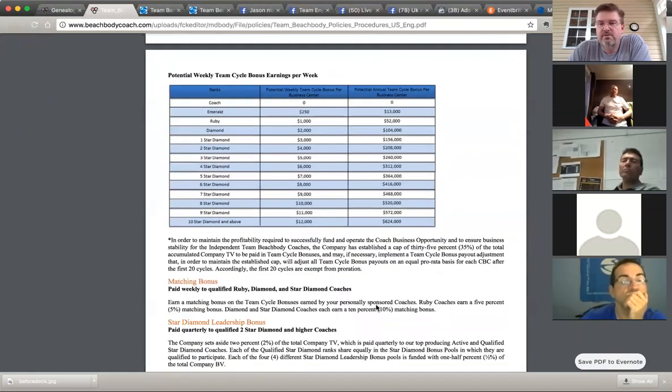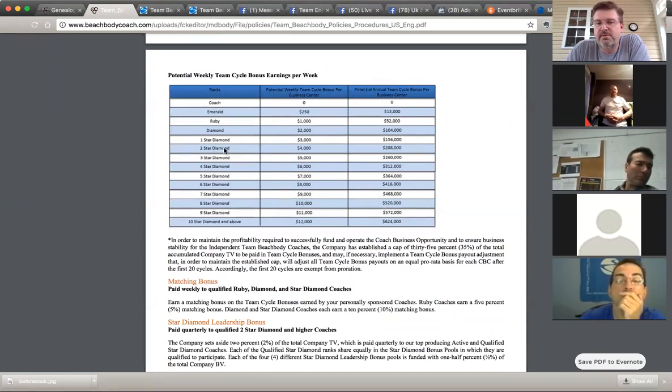So you may be asking or thinking, how do coaches then make multi-million dollars a year, right? Because there are coaches that are making millions of dollars a year. But how can they do that when they're capped at $12,000 a week? Well, they do that because they open up multiple business centers, okay?